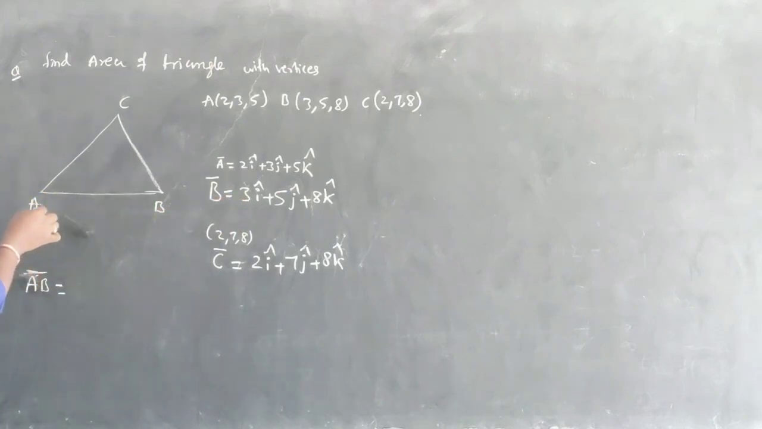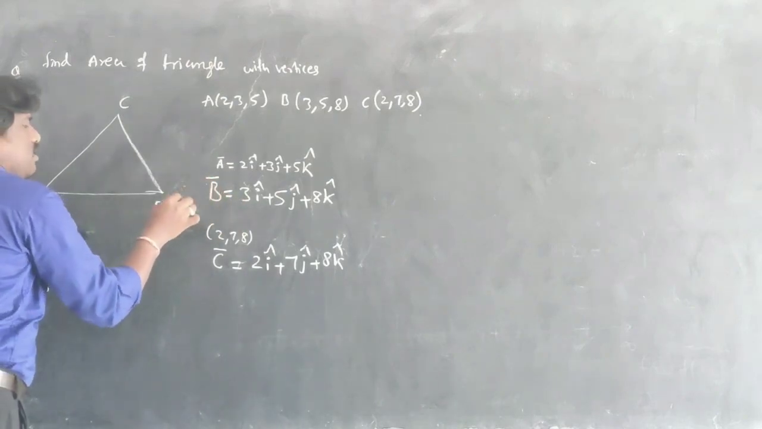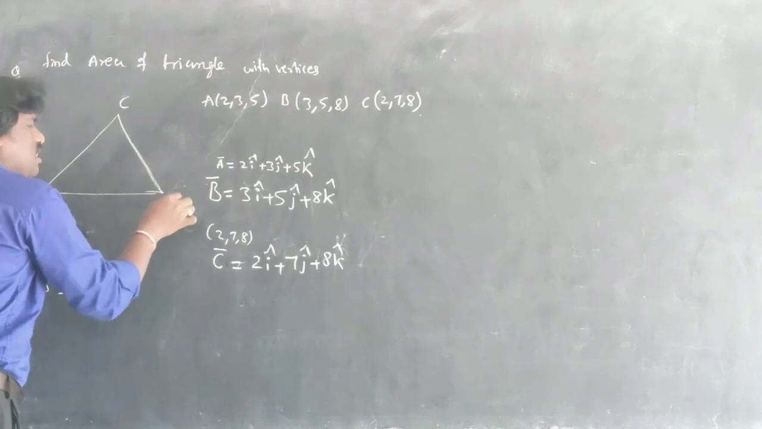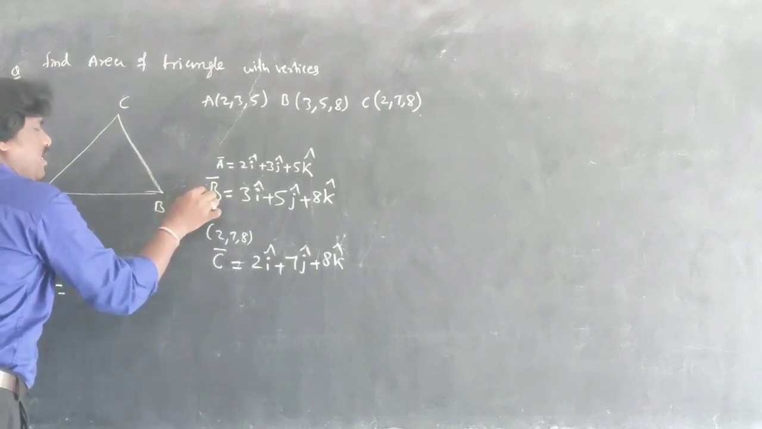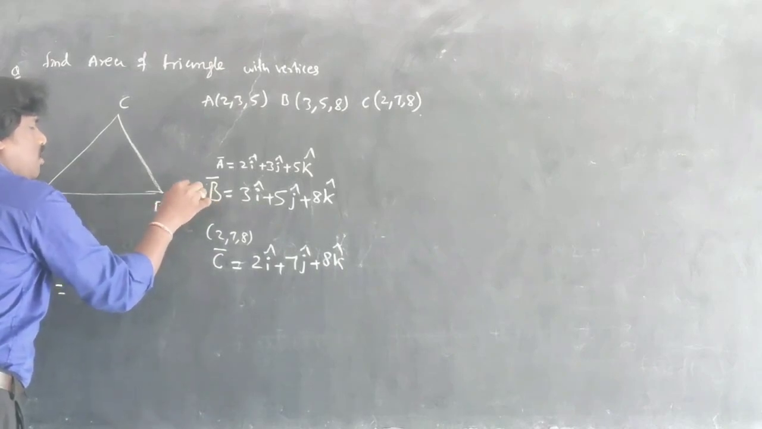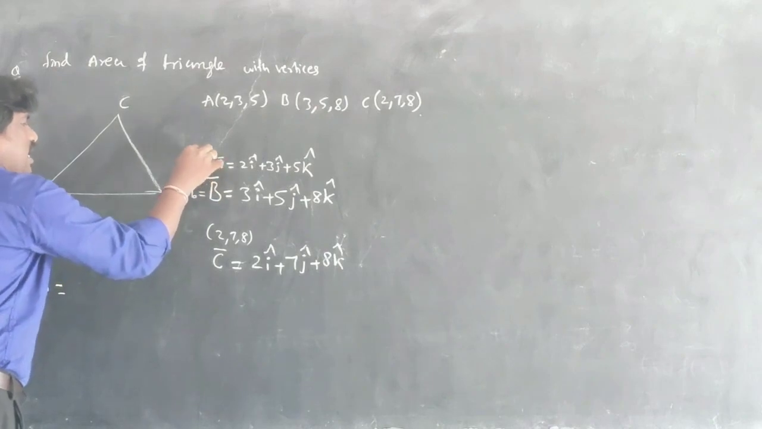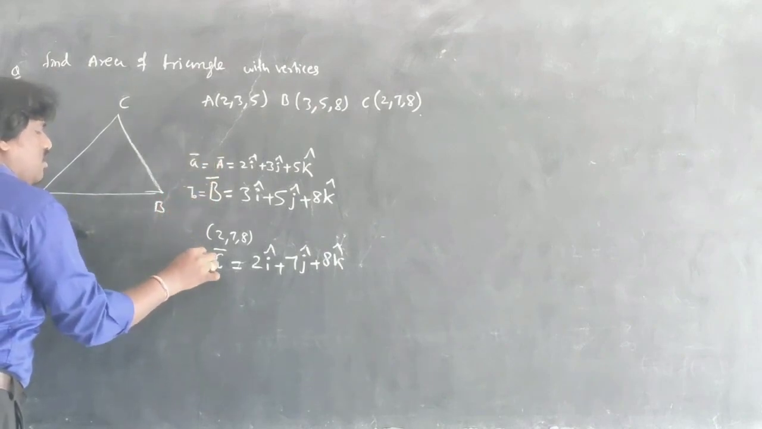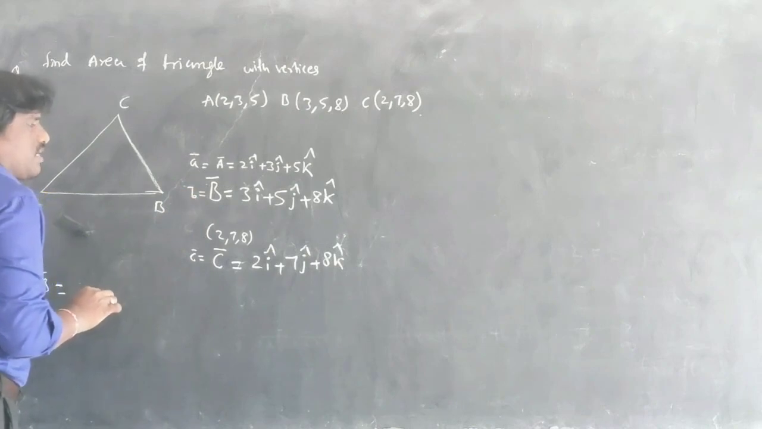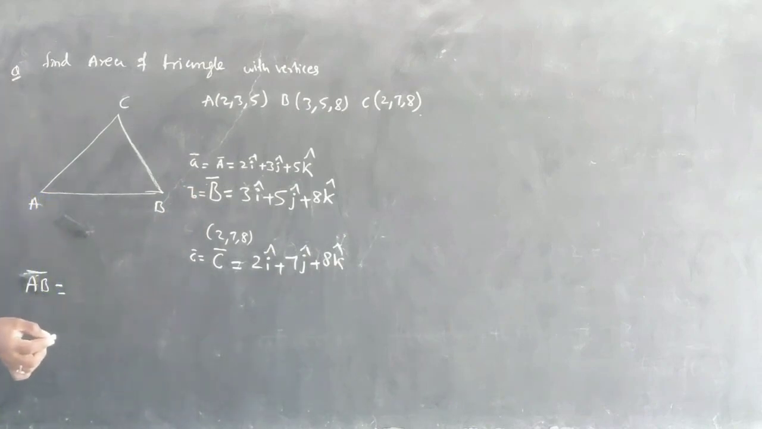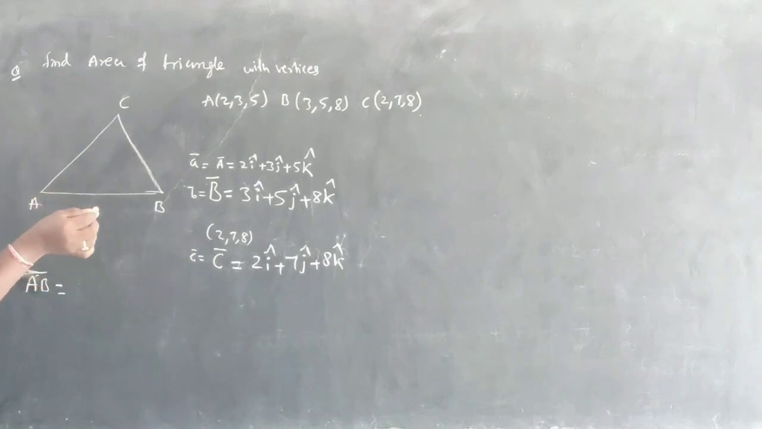That is the OB vector, right? This is a position vector, otherwise you can use this one as small b, this as small a, and this as small c. These are the position vectors. And you can use the previous formula, half of A cross B plus B cross C plus C cross A.